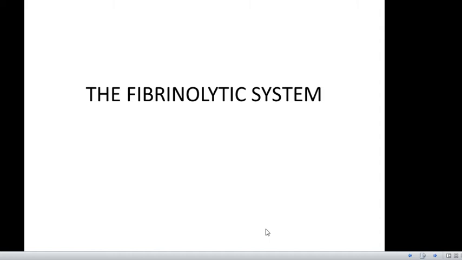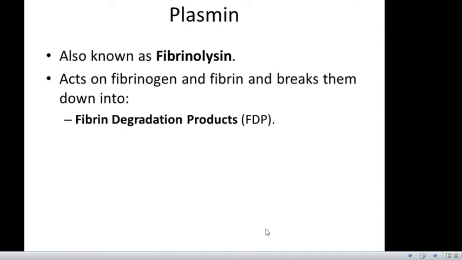The clot is slowly dissolved by a fibrinolytic enzyme called plasmin. Plasmin is also known as fibrinolysin. It is derived from plasminogen, and it acts on fibrinogen and fibrin and breaks them down into smaller soluble peptides. These peptides are called fibrin degradation products or FDPs.